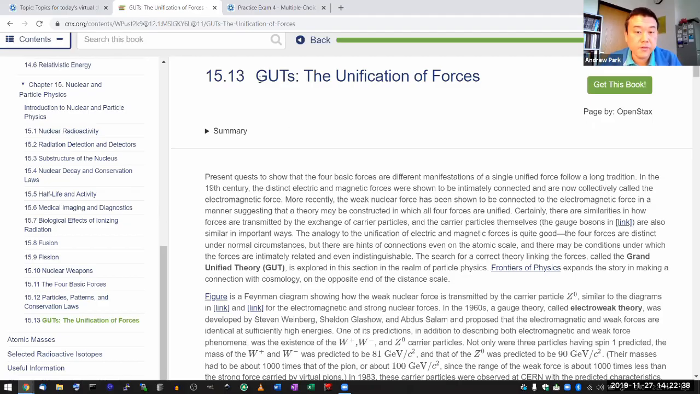GUTs, or what we call Grand Unified Theory, hasn't happened yet. But this is what motivates those of us who work in fundamental physics research: the description of nature we have right now is not the ultimate theory, it's only an approximation, only a model, and there might be a more unified, more fundamental theory that can explain everything else. Explain the four basic forces, actually three of the four basic forces and all that.